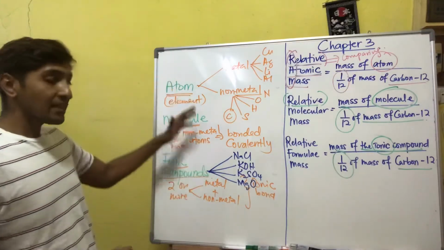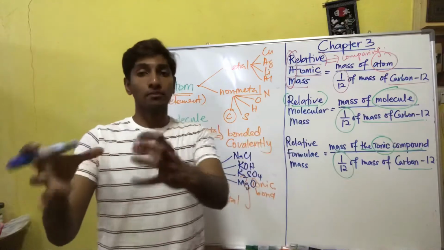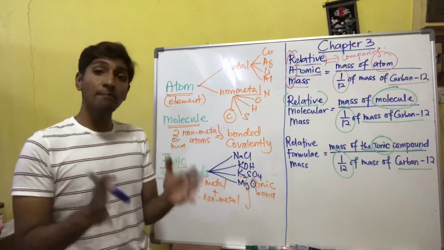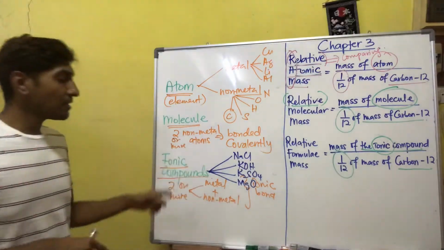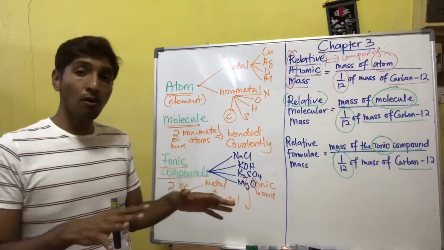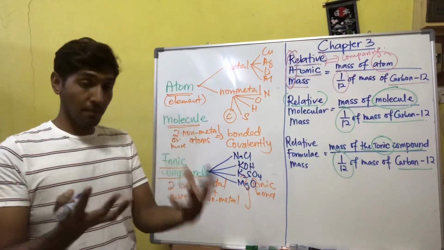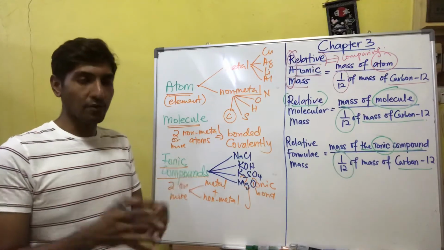Okay, so an atom, like I said, is just either a metal atom or a non-metal atom. A molecule is when two or more non-metal atoms are covalently bonded, and an ionic compound is two or more atoms, but they must be a combination of metal and non-metal. Well, there is an exception of one ion.